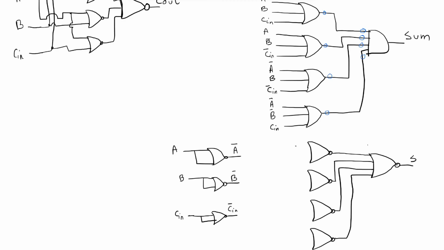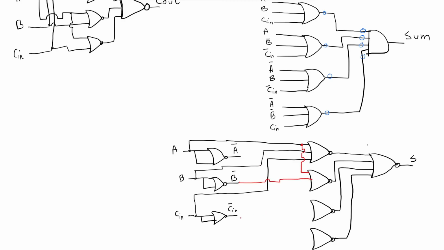Now the rest is just connecting to these NOR gates. So the first one we need A, B, and Cn. So we can get A from here, B from here, and Cn from here. For the one underneath it, the second one, we need A, B bar, and Cn bar. So we can get A from here, B bar we can take from here, and Cn bar we can take from here. And then similarly for these two, we need to see where to get them from.